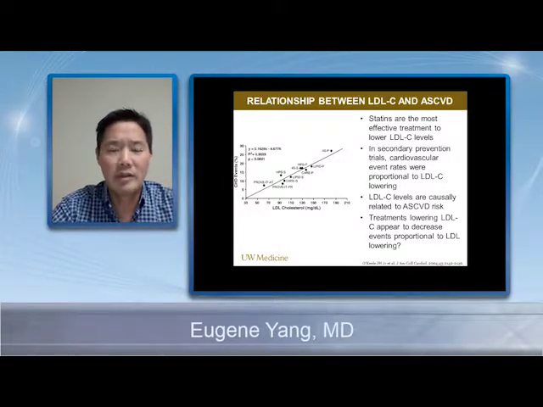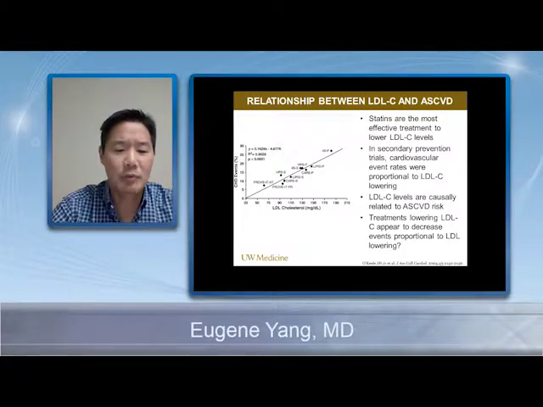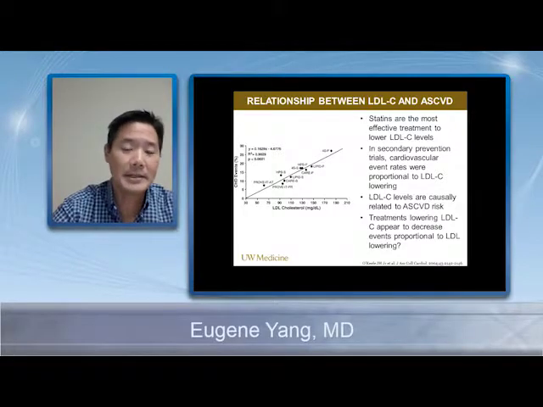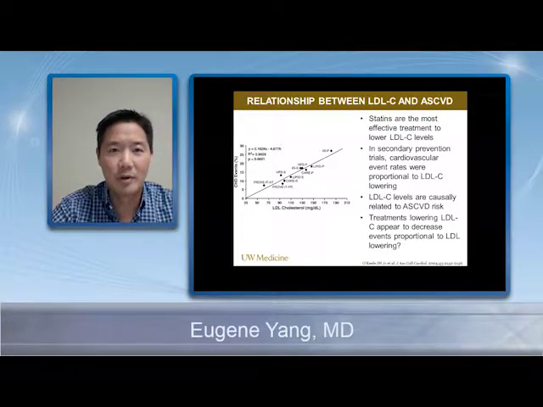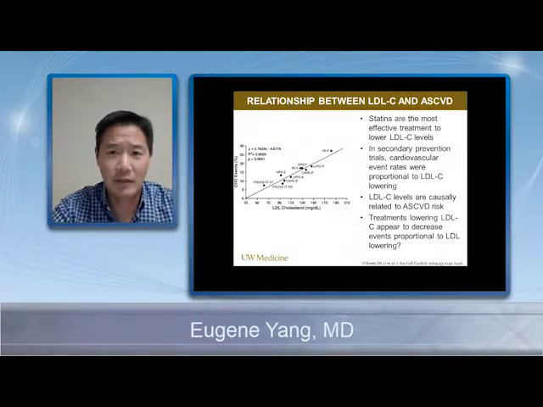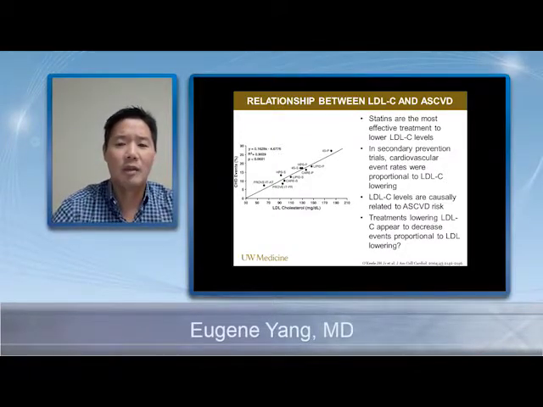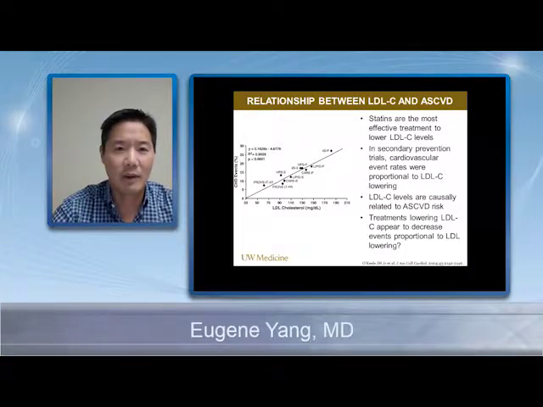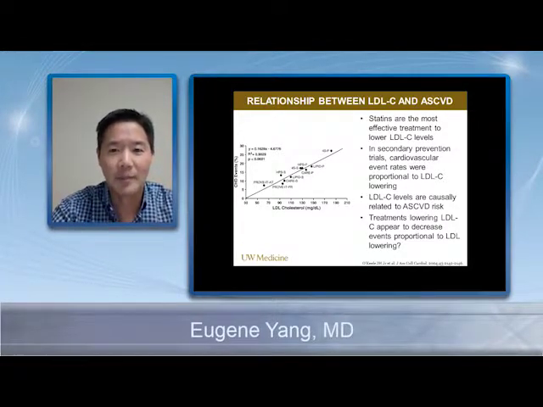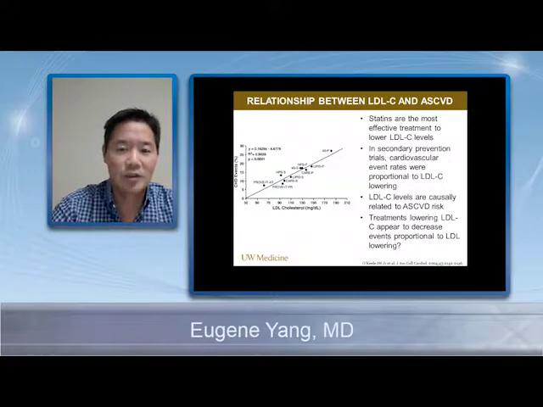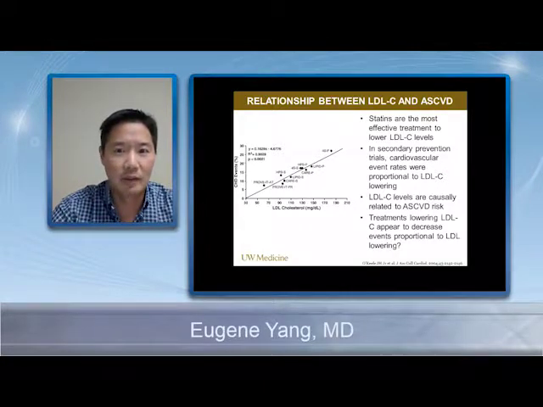So what we do know is that there's a very strong relationship between the LDL cholesterol level and atherosclerotic cardiovascular disease. And we do know that statins are the most effective treatment to lower LDL cholesterol levels, with the exception of the new PCSK9 inhibitors. And what we can show based on this graph is that there's a clear linear relationship between the rates of atherosclerotic cardiovascular events and LDL cholesterol levels that are plotted here. And the rate of events are proportional to the level of LDL cholesterol lowering.